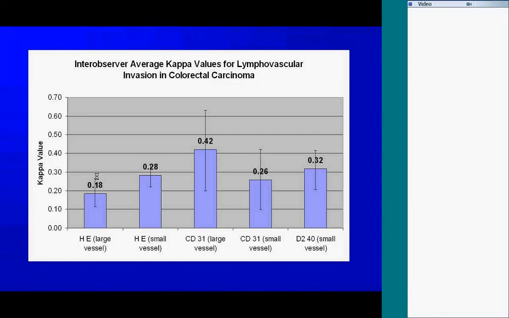Several years ago, my GI pathology fellow and I did a study where we looked at inter-observer variability for large and small vessel invasion in colorectal cancer. And we had 6 GI pathologists, 50 stage 2 cases, and all 6 pathologists agreed on exactly 2 out of 50 cases. And you can see our kappa values were not great, and for small vessel invasion, we really did not improve with either use of CD31 or D2-40 for lymphatic channels. We did improve somewhat with using CD31 for large vessel invasion. But it just points out some of the difficulties in assessing lymphovascular invasion.